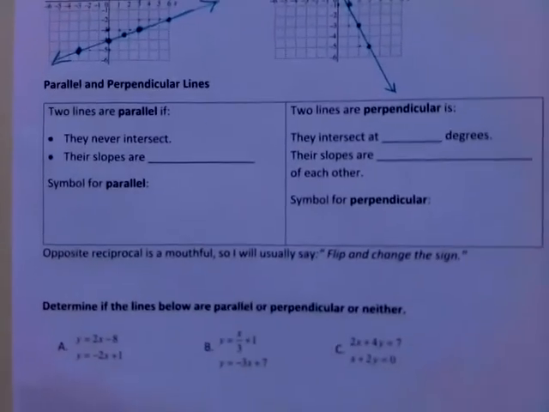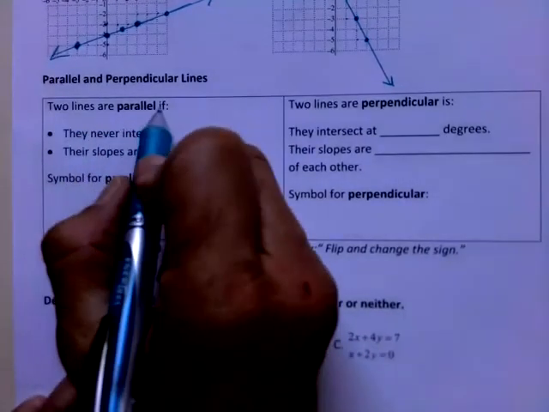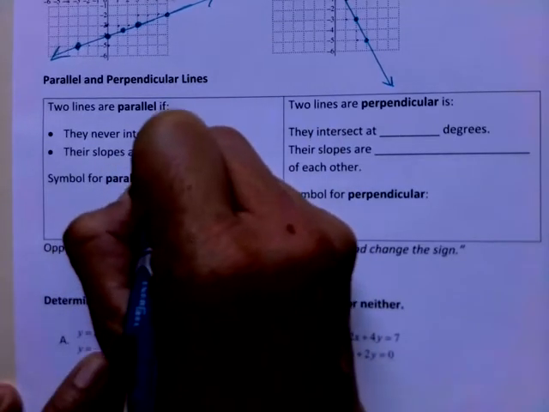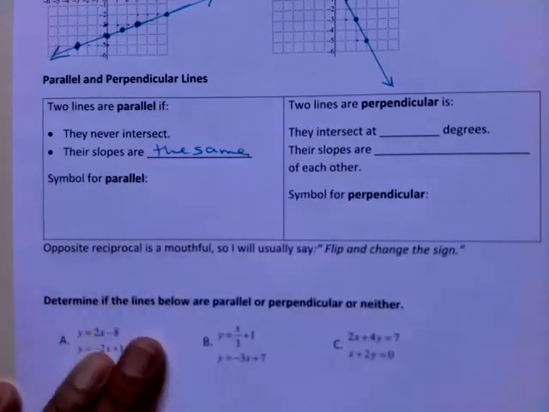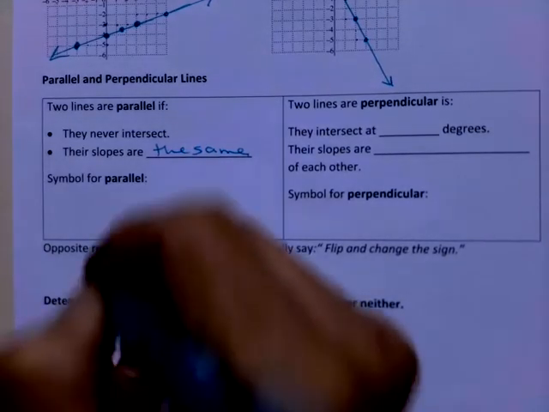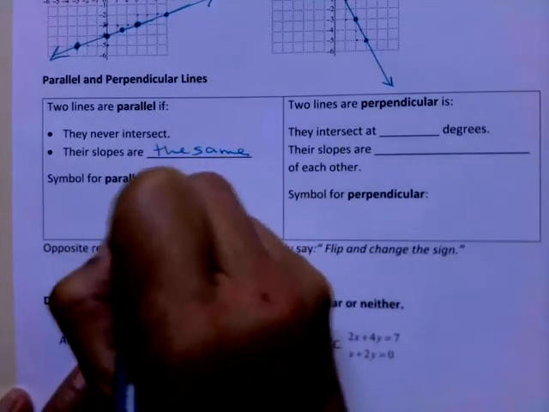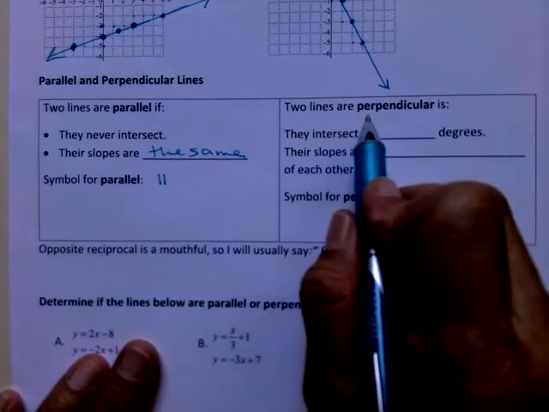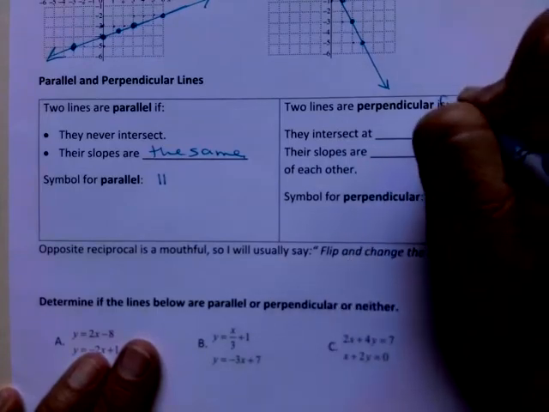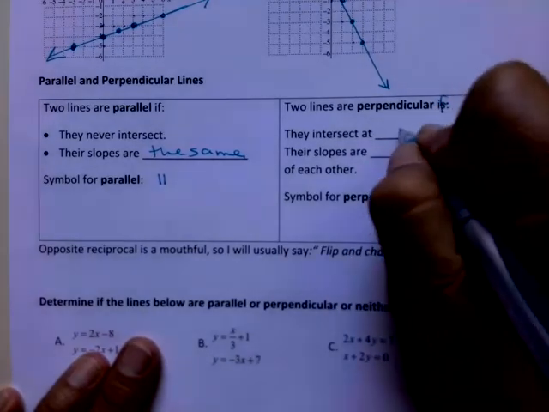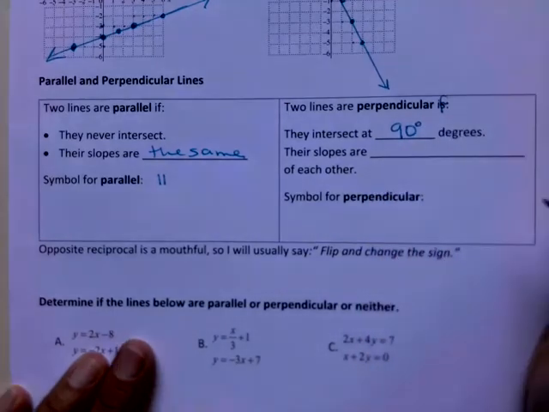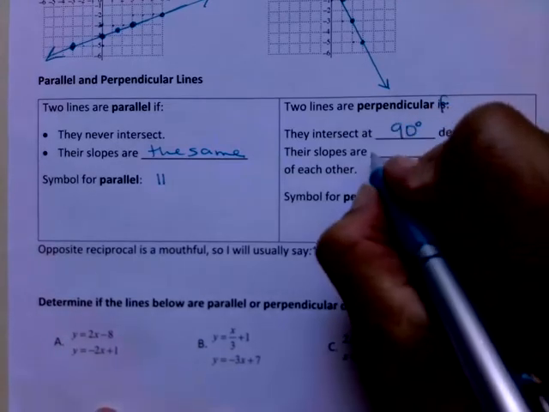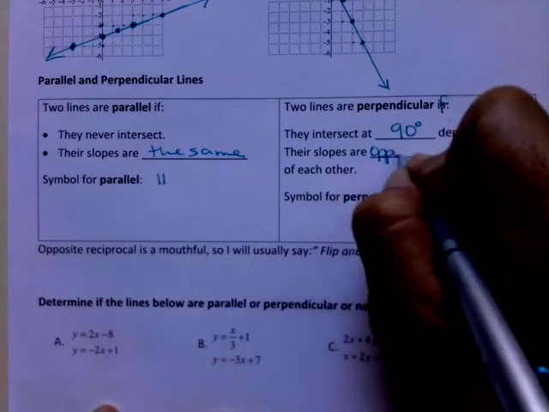Okay, parallel and perpendicular. Two lines are parallel if they never intersect and their slopes are the same. So parallel lines have exactly the same slope. The symbol we use for parallel looks like the double L's in parallel, so just two lines right next to each other. Two lines are perpendicular if, not is, if they intersect at 90 degrees, right? They make a right angle when they come together. And their slopes are opposite reciprocals of each other.